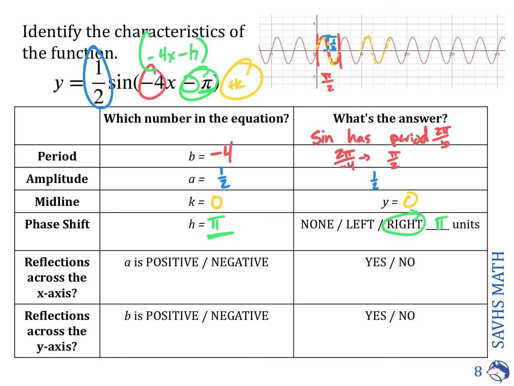Okay. Reflections across the x-axis. Is A a positive number? Well, yeah, A is positive. So no, we do not have a reflection there. However, this is weird. We have a reflection across the y-axis because B is negative. So pay attention to that. If anything is negative, that means that you do have a reflection. If anything is positive, that means you do not. Okay, so just pay attention to that.